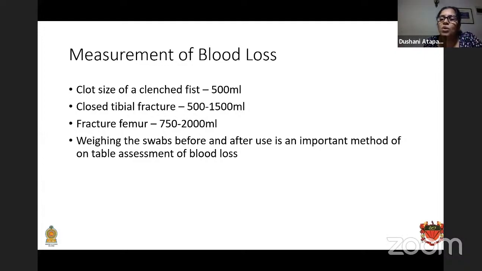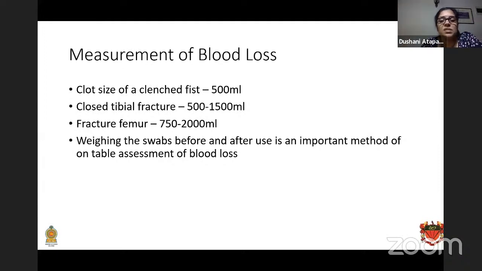So when you are managing these patients, it's going to be teamwork. Don't worry, you can allocate a separate person, a nurse or a minor staff person, to weigh these swabs. If you take a clot the size of a clenched fist, it's about 500 ml, and it's a closed tibial fracture. These long bone fractures bleed massively inside. You can't see it sometimes, so you have to suspect. It is 500 to 1,500 ml, and if it is a femur fracture, 750 to 2 liters.